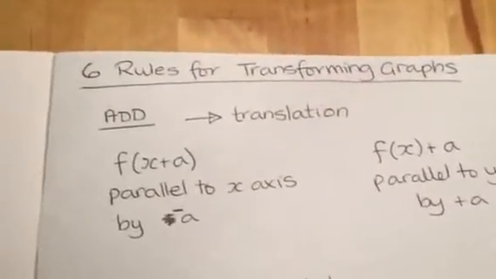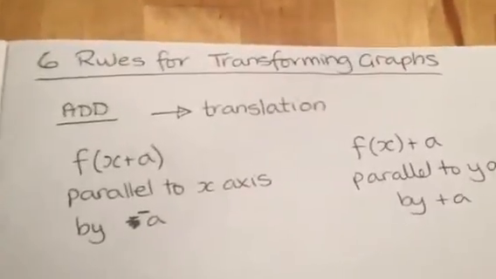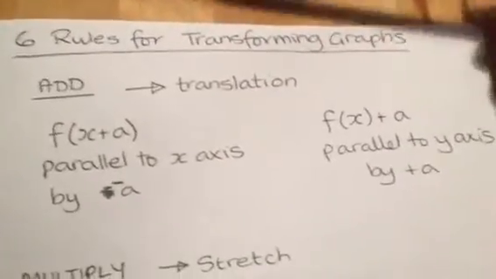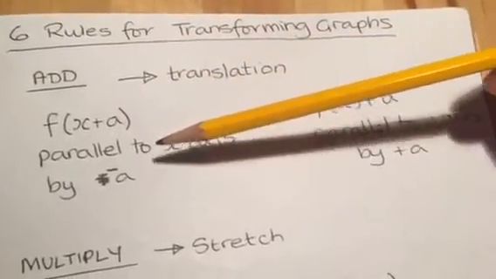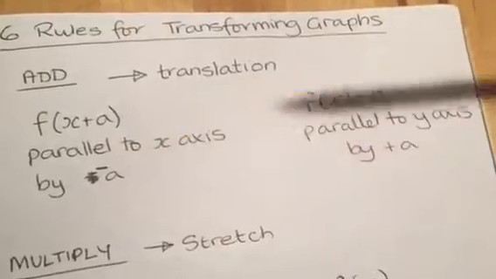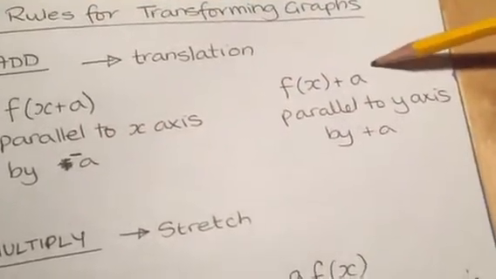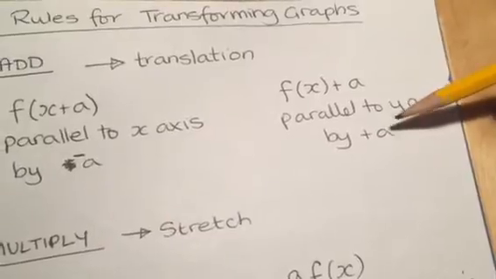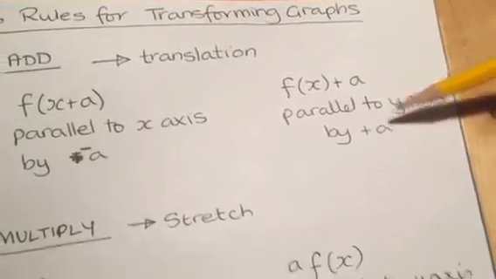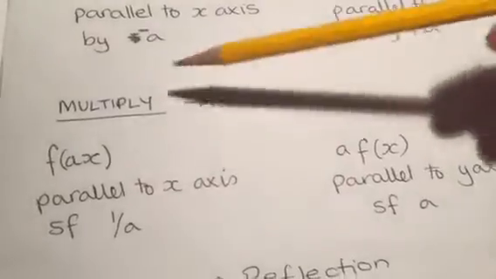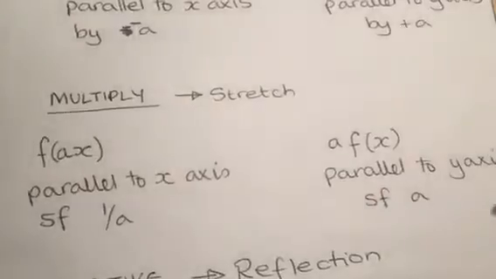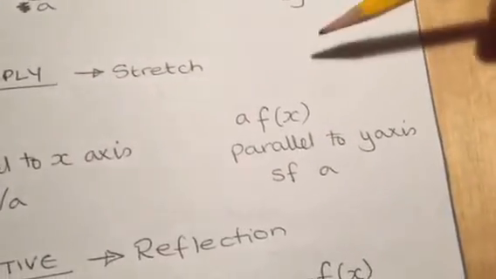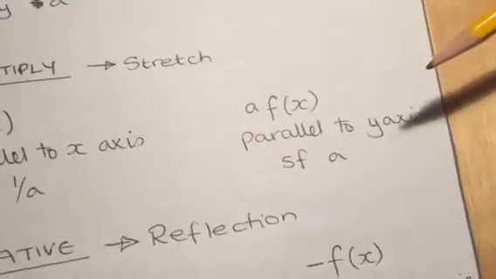You need to recap your 6 rules for transforming graphs, because we'll be using those in C3 as well. So remember, if you're adding something, it will be a translation. You'll either add inside the bracket, which means that it moves parallel to the x-axis by negative a, or you'll add it outside the bracket, which is parallel to the y-axis, and by positive a. If you're multiplying, it will be a stretch. So if it's inside the bracket, again it's parallel to the x-axis and the scale factor is 1 over a. If it's outside the bracket, it's parallel to the y-axis, scale factor a.